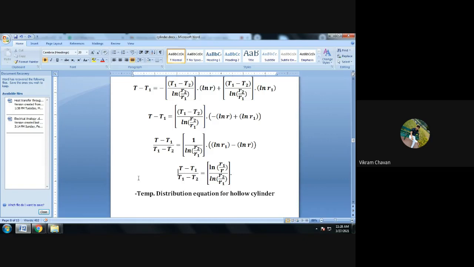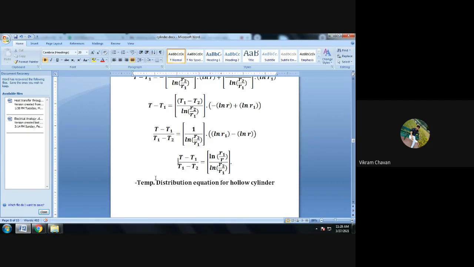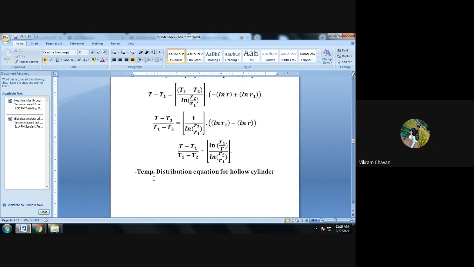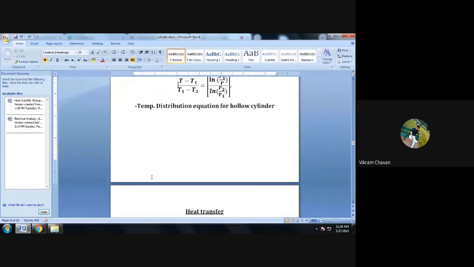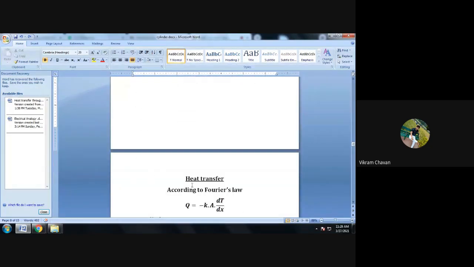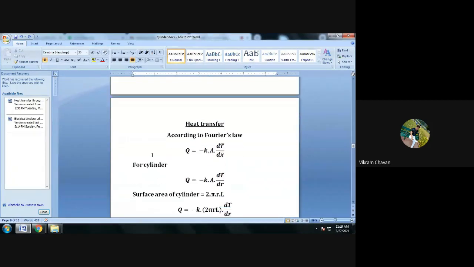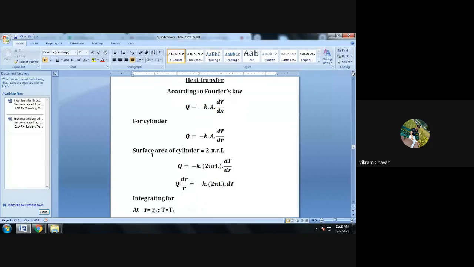Okay, shall we move ahead to the next point? Now we have determined the temperature distribution equation for the hollow cylinder. Now we have to find out the heat transfer for the hollow cylinder. So the next point, in continuation, is heat transfer in a hollow cylinder.